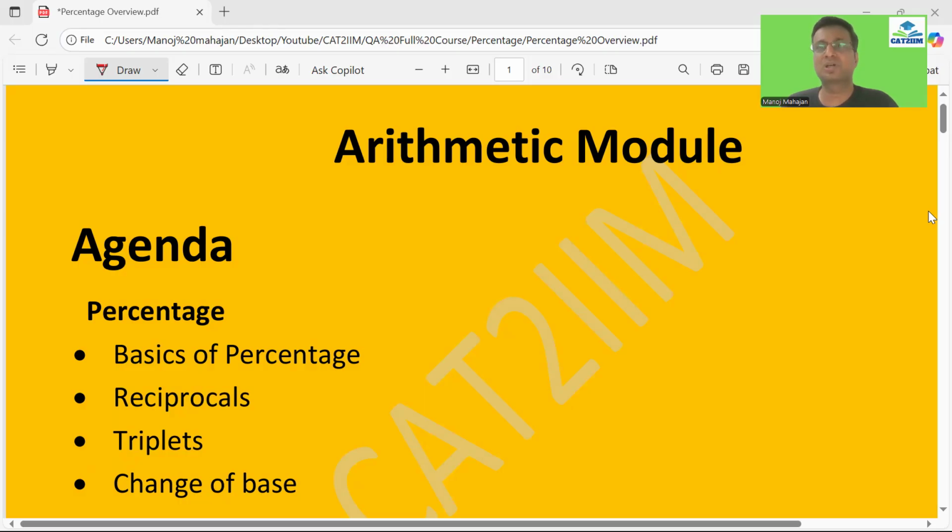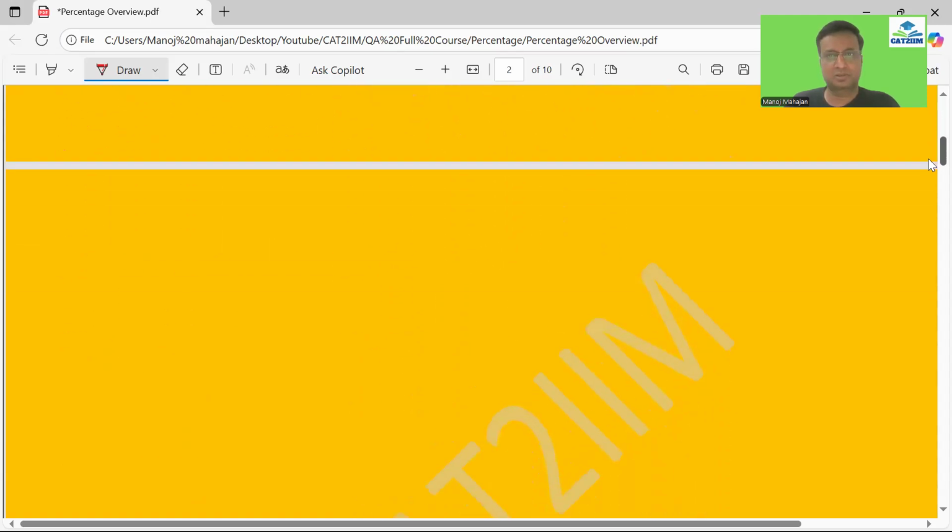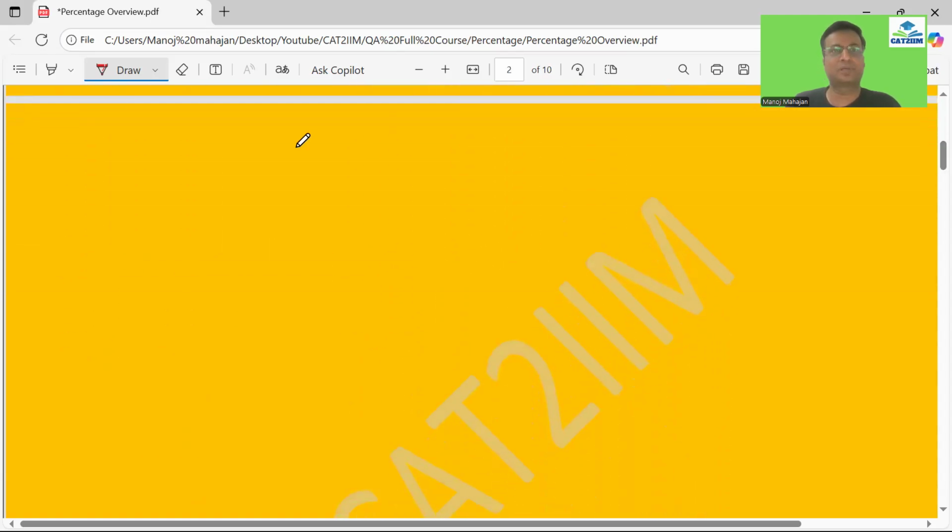Quantitative Aptitude full course relevant for CAT, XAT, NMAT, SNAP, and METS. So we are starting with a very important module, Arithmetic. The agenda for today is the percentage topic. I'm going to cover the basics of percentage, reciprocals, triplets, a wonderful method to solve questions with ease, and change of base. So do check out the video till the end. Let's first start with the basics of percentage.